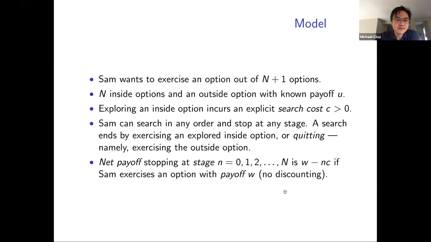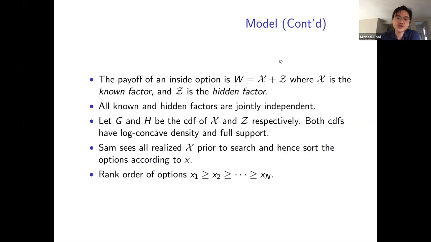The payoff of each inside option is the sum of two random components, the known factor X and the hidden factor C. The known component is the component that you see prior to search.